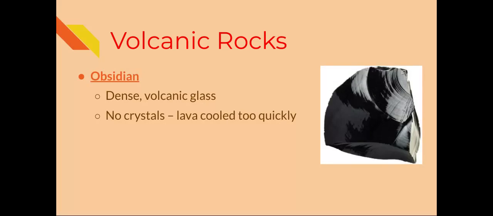I'm going to talk about obsidian first. This is dense volcanic glass. There's no crystals within this, and that's because the lava cools really, really fast. It's usually black in appearance. Sometimes it can have some brown within, but it has a very glassy appearance.